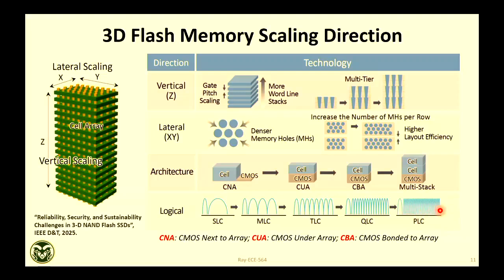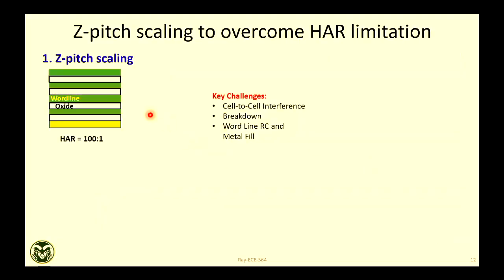I think I need to speed up a little bit more. So I'll go one by one through those challenges. So this is the Z pitch scaling I was talking about. Basically, you are squeezing things down. The challenge here is, okay, yes, process-wise, it looks good. You can make things thinner. Earlier it was 80 nanometer, now you make 40 nanometer, every layer is half. Then you can have aspect ratio 50:1, so that means I can grow more layers.